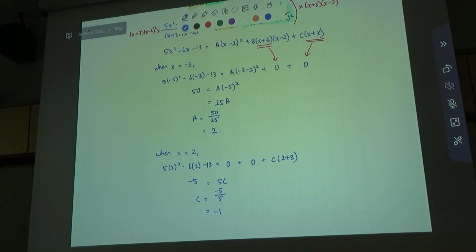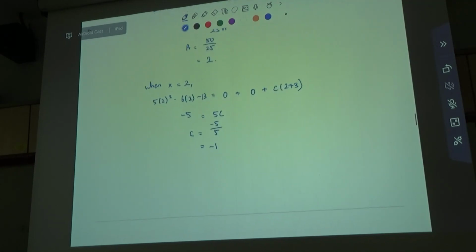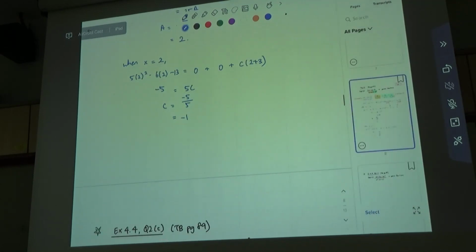Now there are two options. Either you just substitute in another value that is not -3 or 2, that is one option. Or you expand everything and compare coefficient. But I hope that I can get an agreement that doing expansion may not be the most efficient. Troublesome, right? So we will choose to do substitution of suitable value also. But in this case, your value can be anything. Okay, let me create another page.